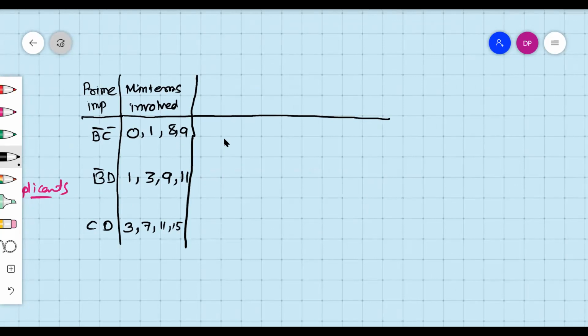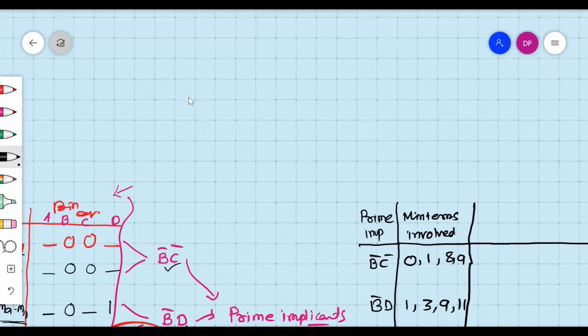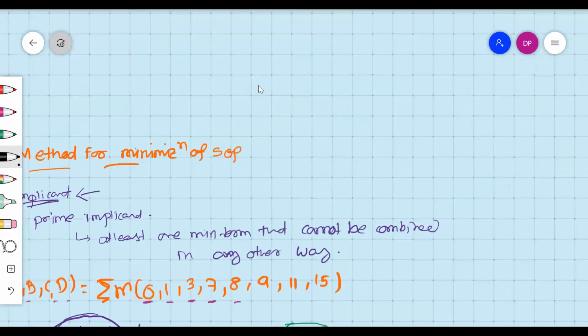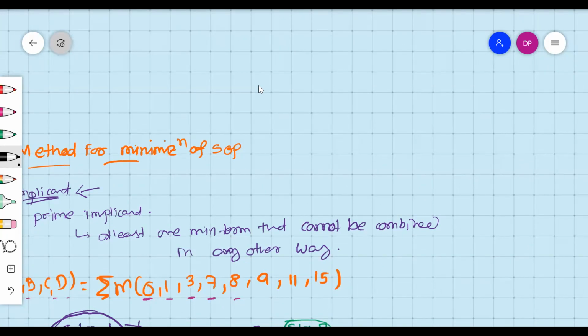Now what we have to do here is write the min terms given in the question. So the min terms given in the question, let's check. It is 0, 1, 3, 7.